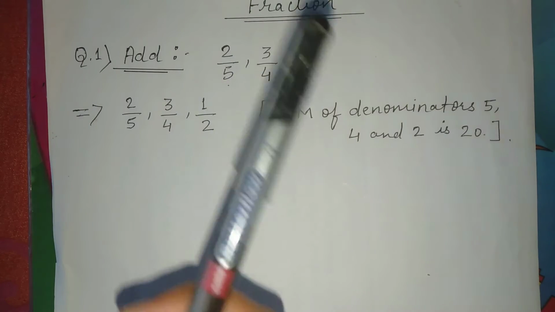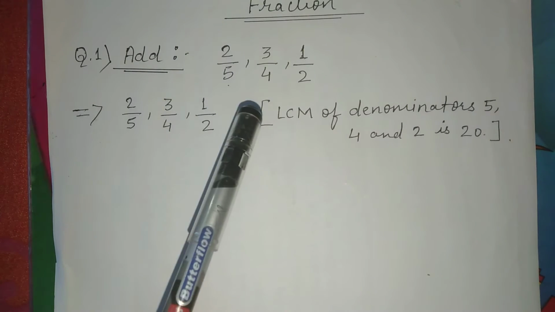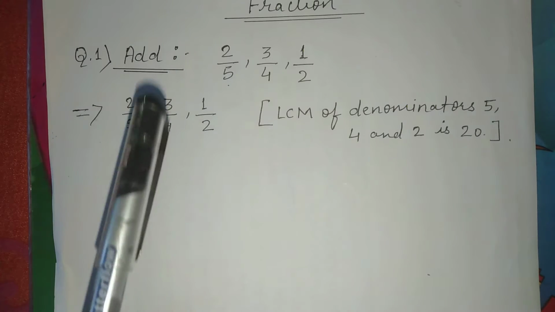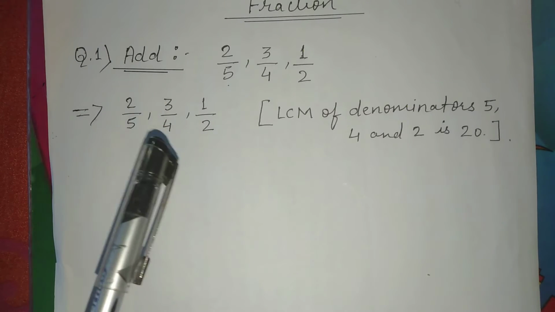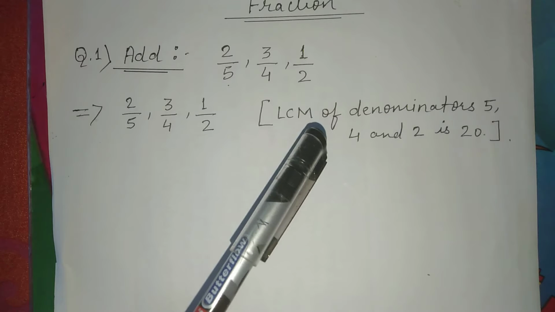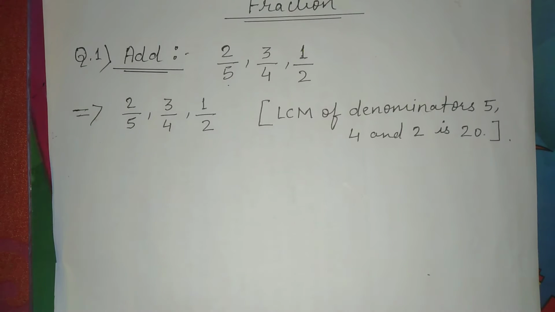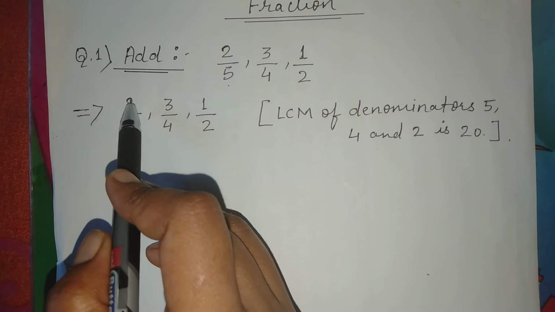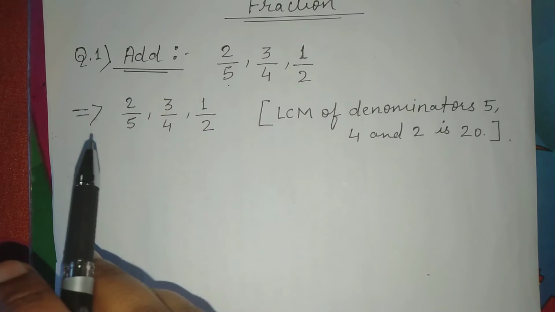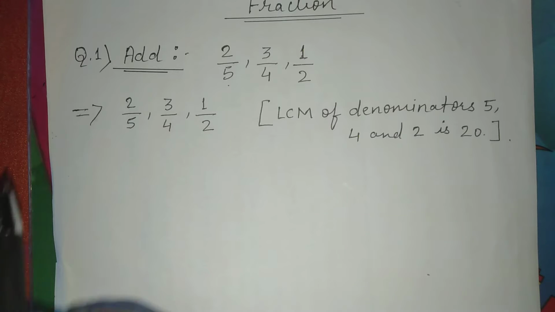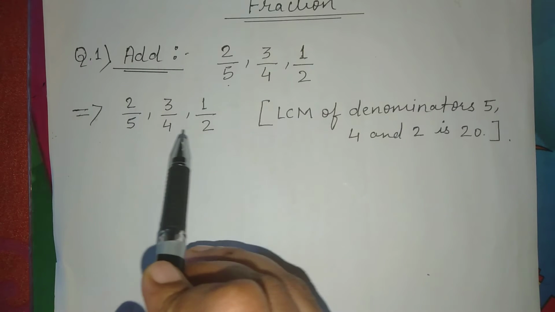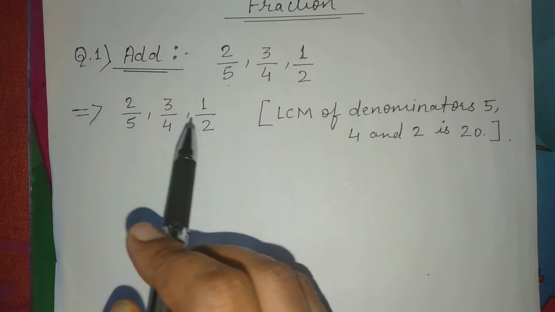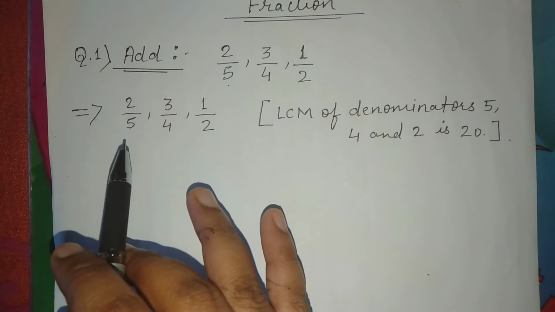So our question is 2 by 5, 3 by 4 and 1 by 2. Before solving this, we need to know about the LCM of the denominators. Denominator means this one. This down one is called the denominator and the up one is the numerator. So first we need to know the LCM of 5, 4 and 2. The LCM of the denominators 5, 4 and 2 is 20.